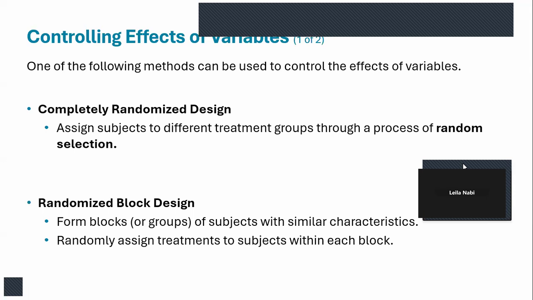Another method is called the randomized block design. The randomized block design means when they're putting the people in groups, they choose groups of subjects that have a similar characteristic. For example, when they want to see the effectiveness of a medication, they can put the population into two groups, men and women, because men have similar characteristics to each other.